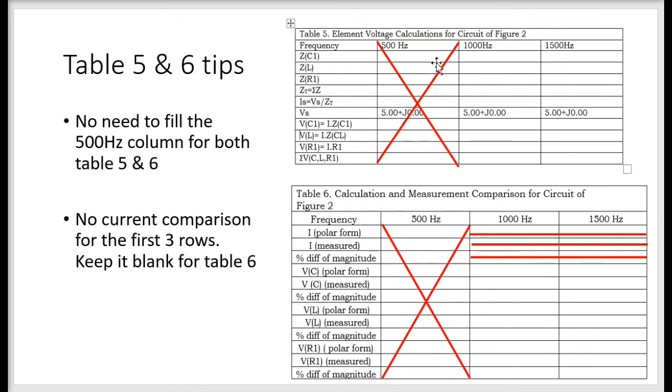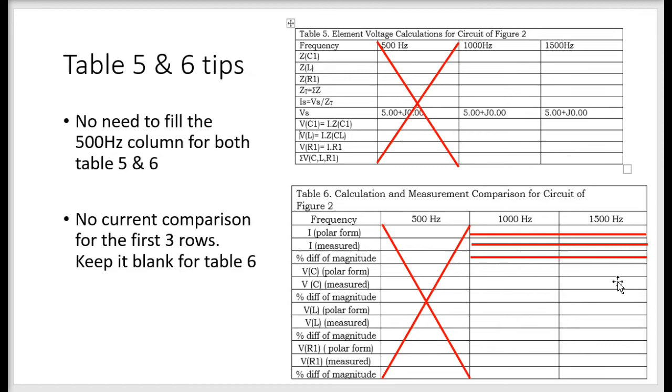What you have to do is just fill up this column, and then over here, obviously for the polar and the measured values we are not going to compare for the current, but we are going to do the same for the voltage of the capacitor, the voltage of the inductor, and the voltage of the resistance. And then you just fill up your circuit.